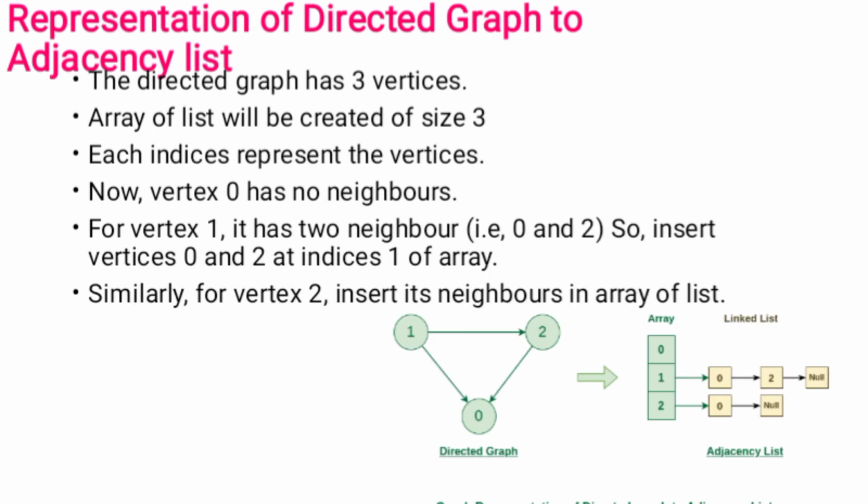Next, representation of directed graph to adjacency list. The figure shows the directed graph has 3 vertices. So, an array of list will be created of size 3 where each indices represent the vertices. Now, vertex 0 has no neighbors. For vertex 1, it has 2 neighbors, that is 0 and 2. So, insert vertices 0 and 2 at indices 1 of array. Similarly, for vertex 2, insert its neighbors in the array of list.